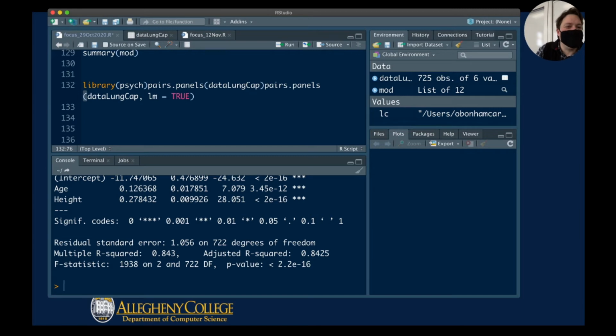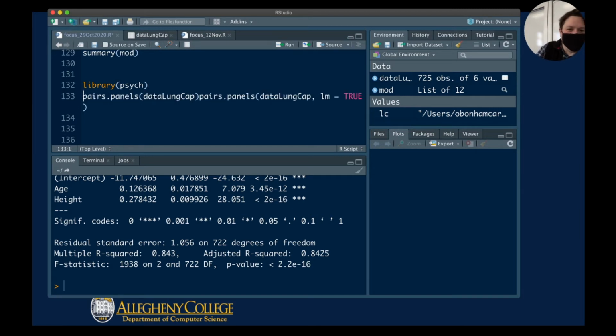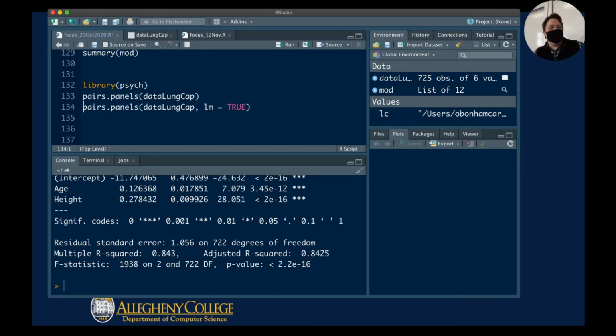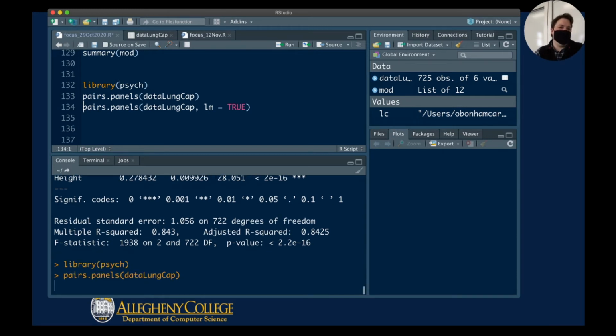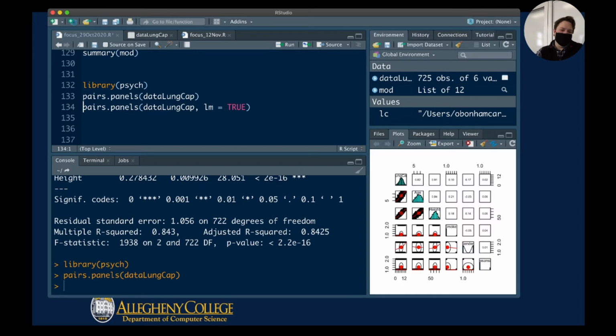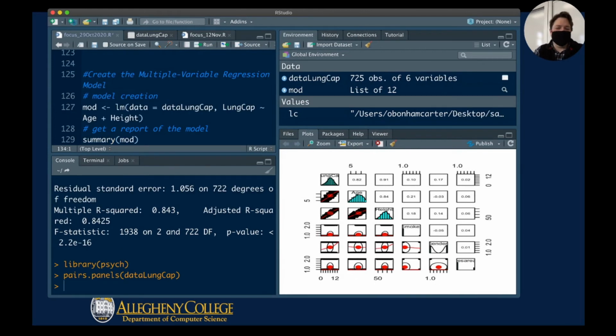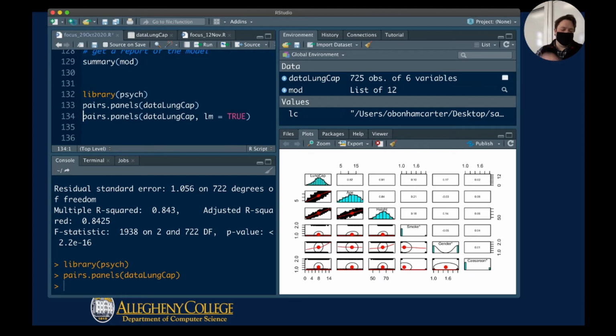Oops, that doesn't look very nice. I put my library in here again, I probably don't need to do that. But the reason I'm putting it in is because I'm going to run what's called the pairs panels, something you may have seen in your lab. We're looking at the correlation to see, before we start looking at how close the points are to where the model suggests they are, whether there is any kind of correlation between those variables at all.